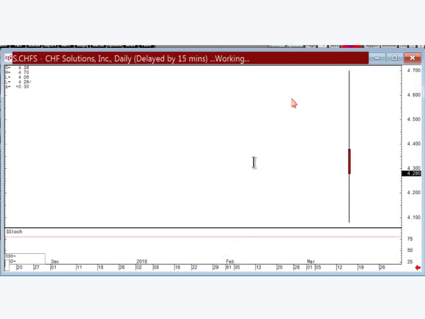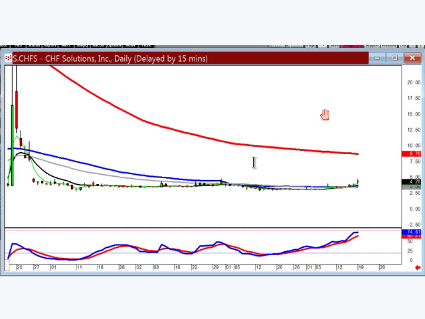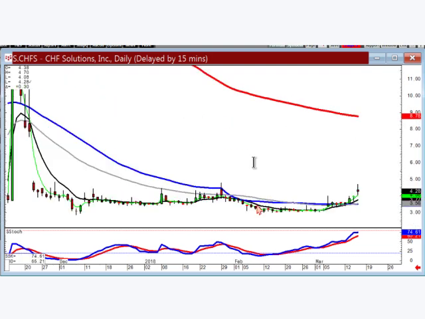There's a fry pan bottom on CHFS. Do you want to buy this one tomorrow? Well, if it opens positive, what's our doji rule? They're probably trading it positive. And what's it telling us? That this fry pan bottom is working.